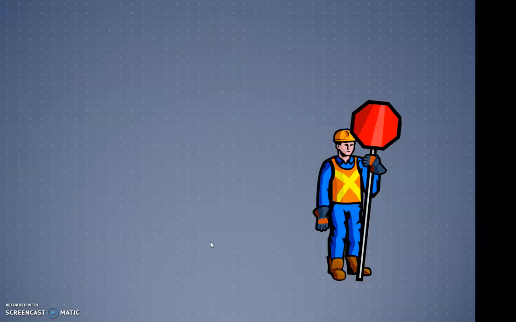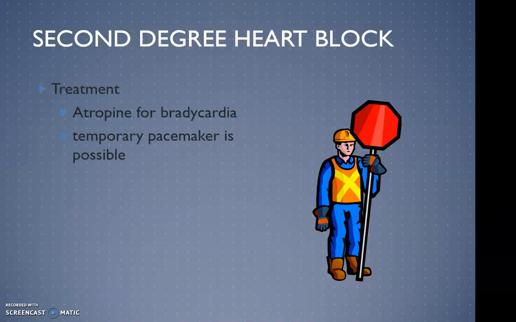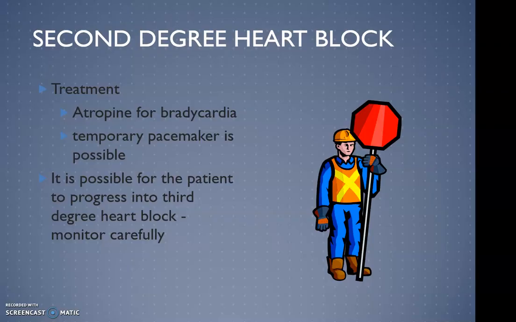So what are we going to treat? We're going to treat with atropine for severe bradycardia. They may need a temporary pacemaker till we figure out what's causing the heart block. It is possible at this point for the patient to go into a third-degree heart block. They need to be monitored very carefully because third-degree heart block can be lethal.